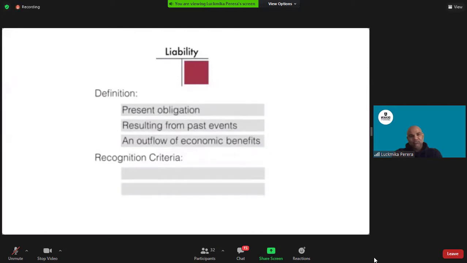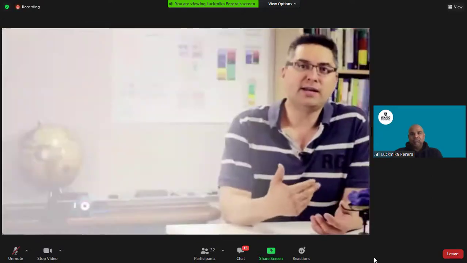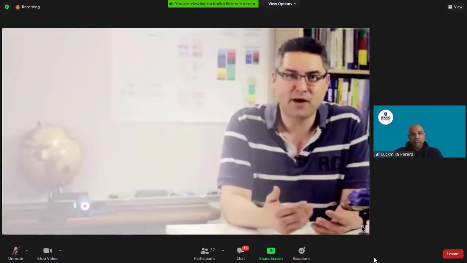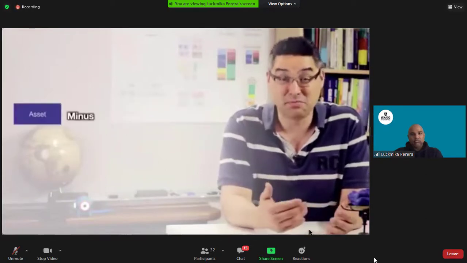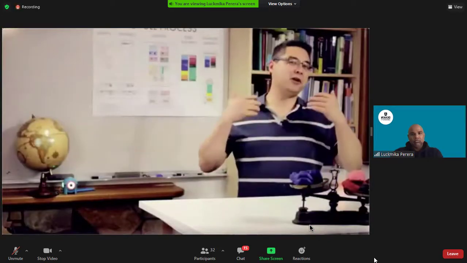Now, next we have the recognition criteria, which is almost exactly the same as assets. The liability has to be reliably measured and you will probably have to pay for it. Pretty simple. Moving on to equity. Now, equity does not actually have its own independent definition. Instead, it's simply defined as being the residual. Literally, it's assets minus liabilities is equal to equity.